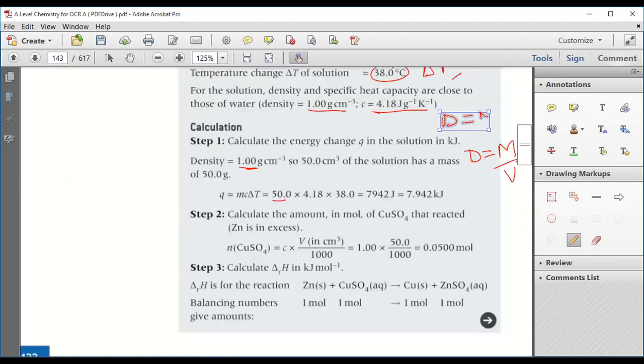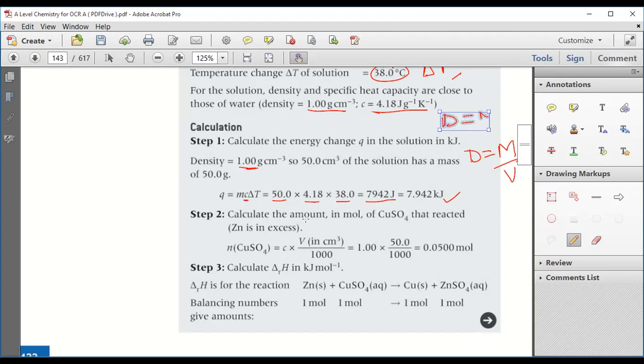Is that clear? Any doubt? Now 50, the c value is 4.18, and delta T is 38. If you multiply all these, you will get 7942 joules, that is 7.942 kilojoule. That much energy is required. Q, the energy change, is 7.942 kilojoule.